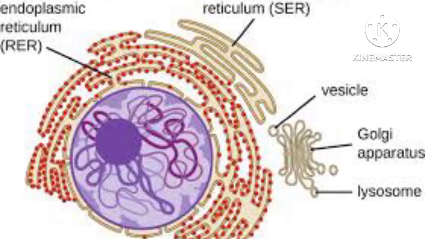Okay, this is the picture of endoplasmic reticulum which I have drawn on the board. So this does not need much explanation. You will get a clear view of that picture. You can see the smooth endoplasmic reticulum as well as rough endoplasmic reticulum marked in that picture.